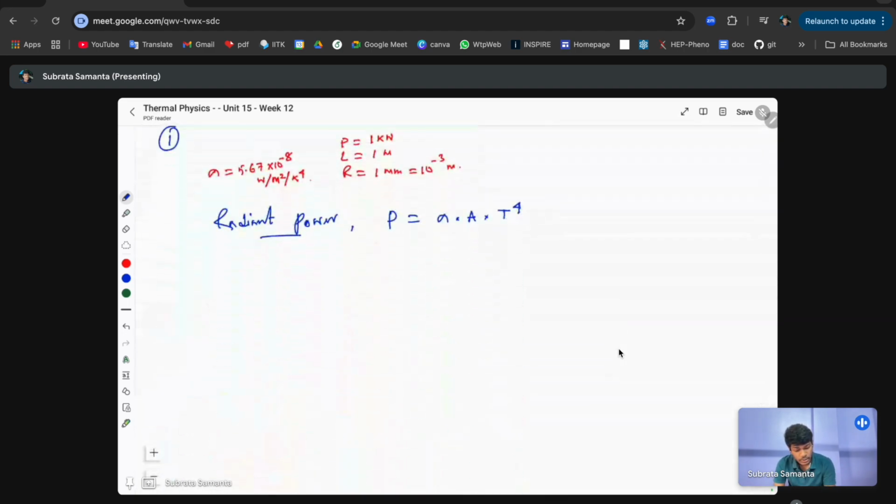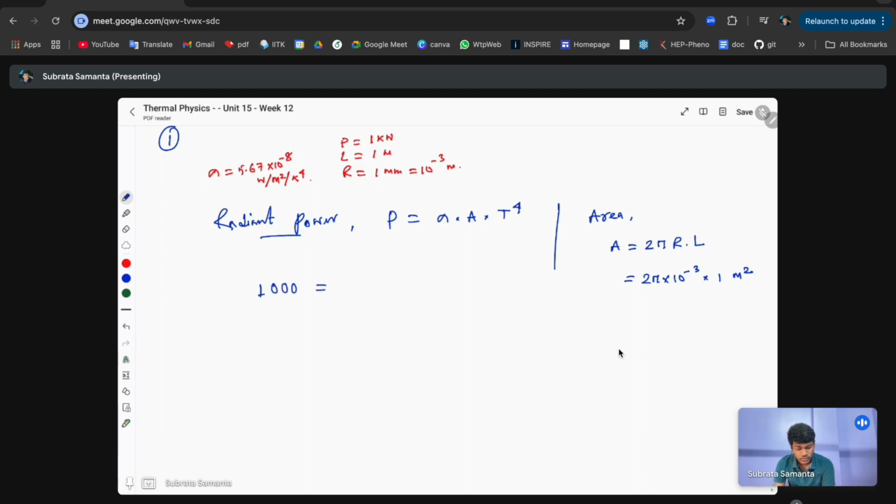Now we have to calculate the area. Your area A, for a cylindrical wire, is 2 pi times radius r times length L. The radius is 1 millimeter, so 10 to the power minus 3. So 2 pi times 10 to the power minus 3 meter times 1 meter, so it's basically in meter square. All are in SI units. The power is 1 kilowatt, so it's 1000 watt.